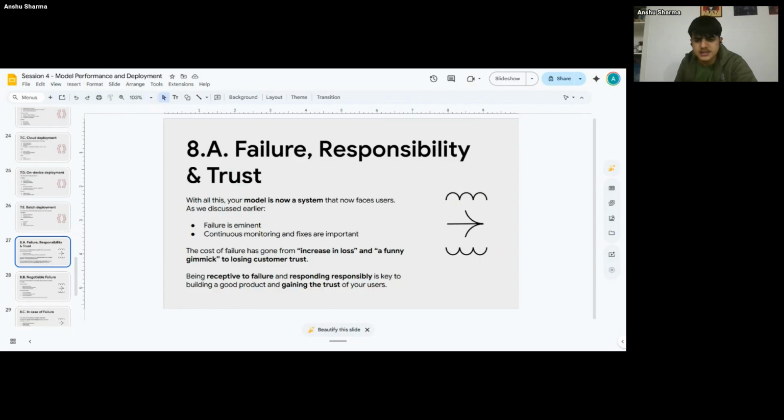Once your model is a system after deployment, it now faces users, right? And we discussed that failure is imminent, right? So we need to be prepared for that failure, and we need to handle that failure gracefully in MLOps, so that we can retain our user base, right? The thing at stake here is customer trust. We do not want to lose our users, right? And so you need to be ready as an engineer to design your system in a way that handles all of that, because the thing at stake here is user trust.